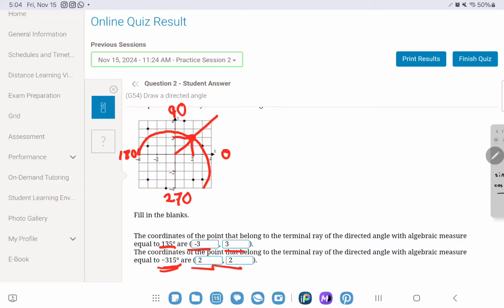So that's your second set of coordinates for the directed angle.